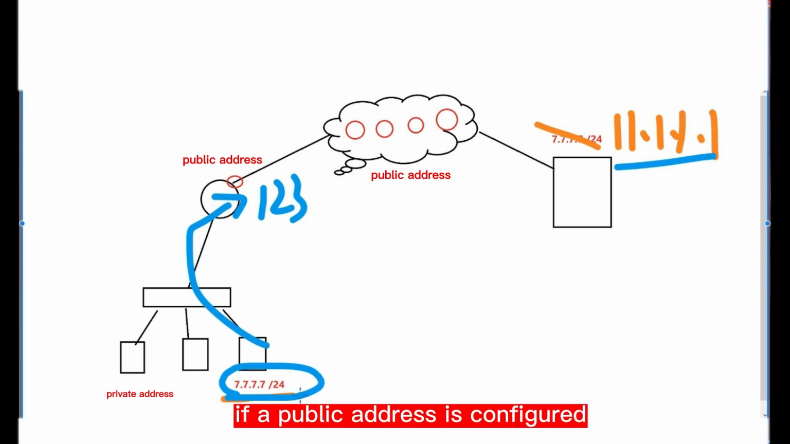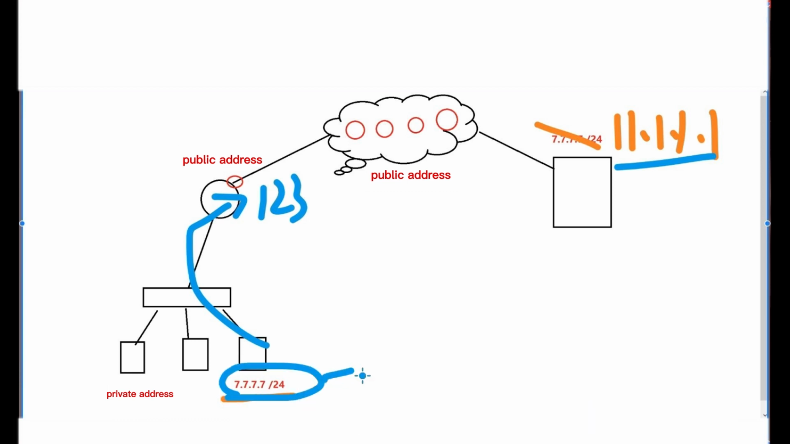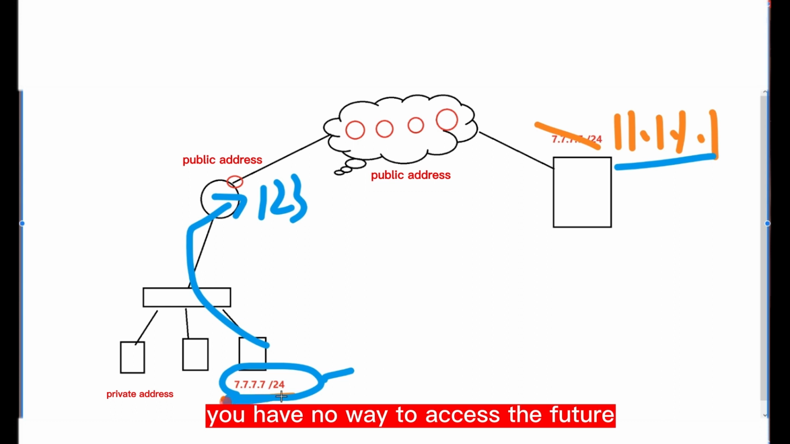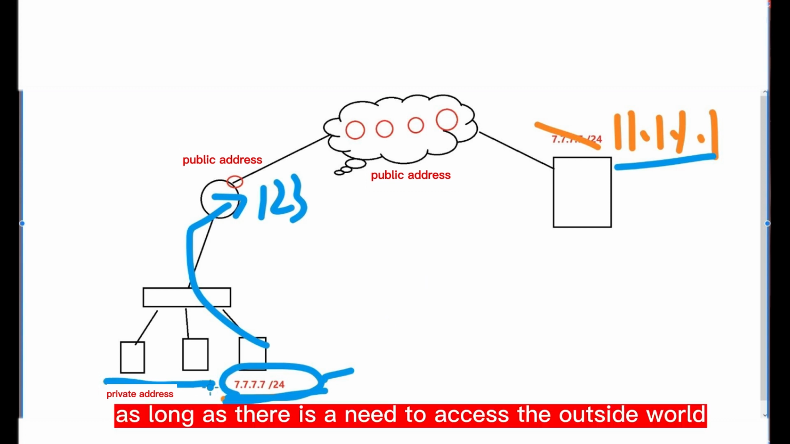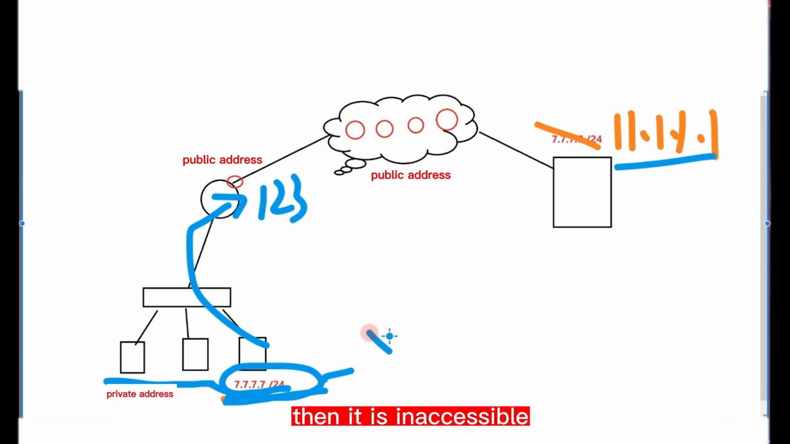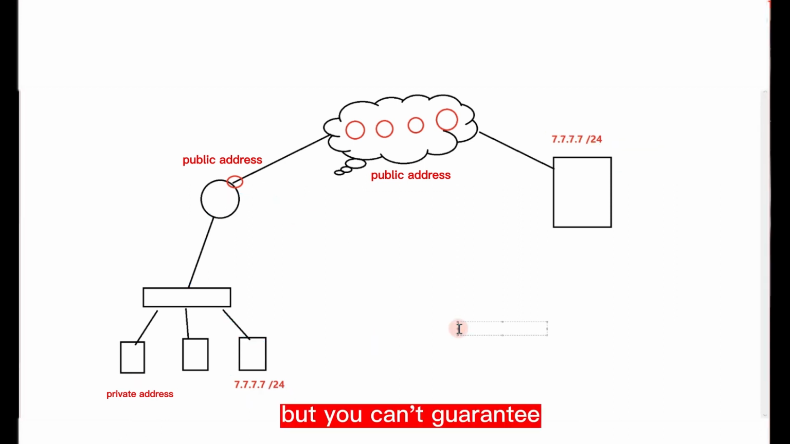Internally, if a public address is configured, you have no way to access the future URLs on the same network segment as you. That is an address conflict. Second, for all other equipment, as long as there is a need to access the outside world, it is inaccessible. You can configure it, but you can't guarantee that this configuration will not affect other people's internet access.